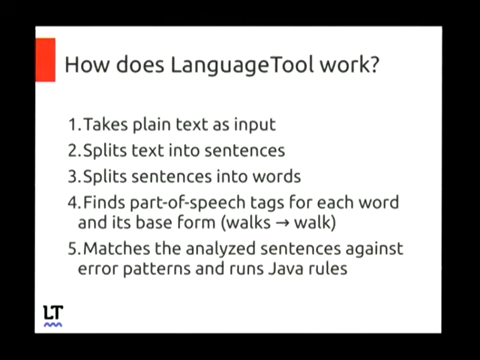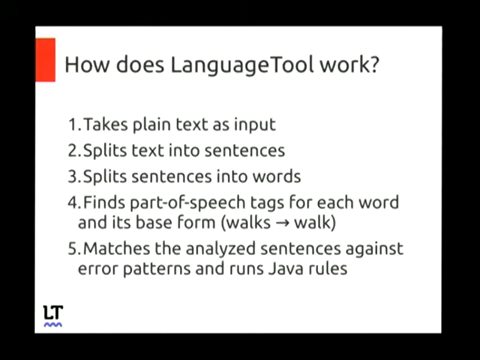Now, how does this work internally? LanguageTool takes plain text as input. It then finds the sentences in this text, and in these sentences it finds the words. And for each word, it analyzes the word. For example, it finds its base form. For walks, you will get the base form walk, for example.